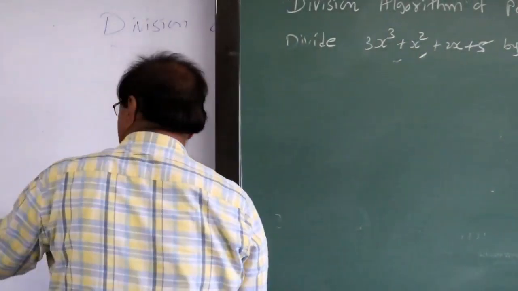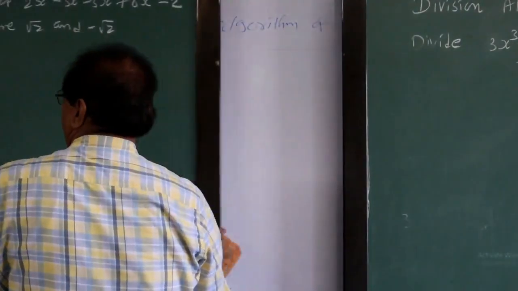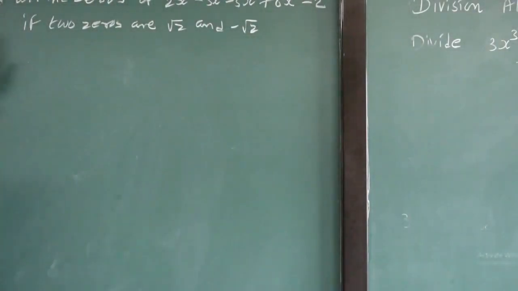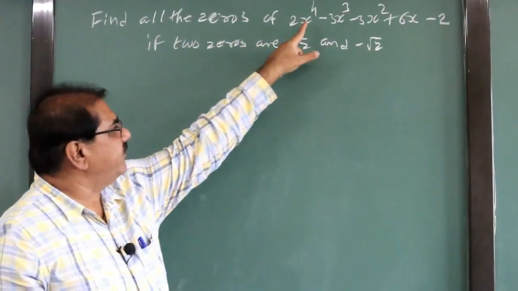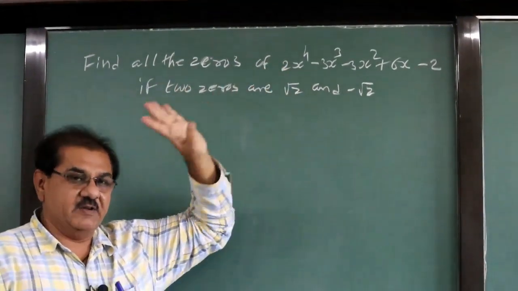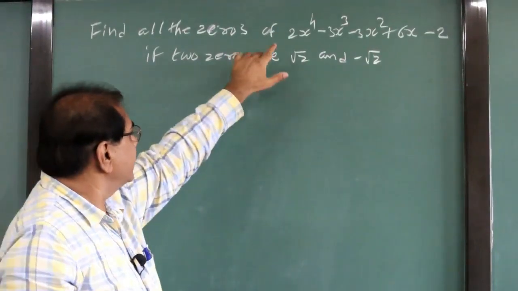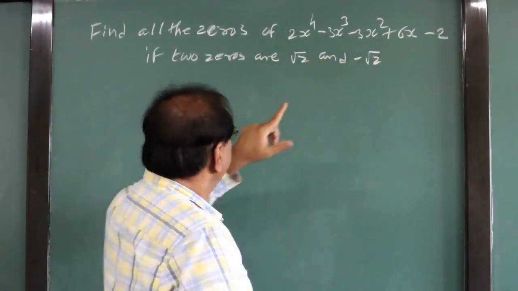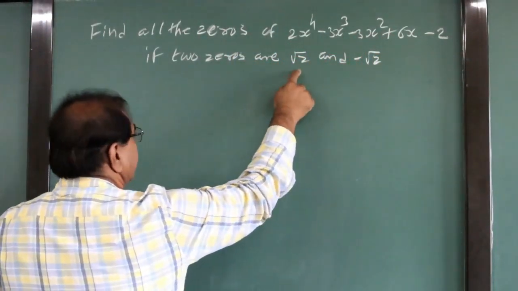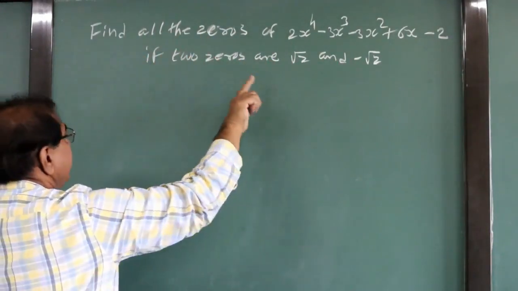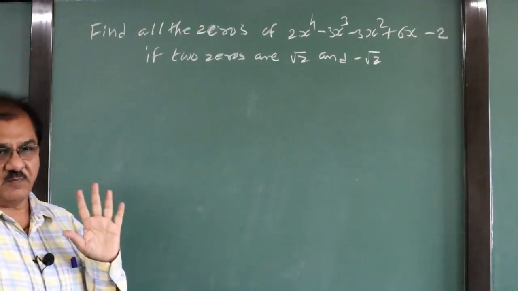Using this, we take one more polynomial, one more question. Here see, a degree 4 polynomial is given. Degree 4 means at the most there are 4 zeros. So in this degree 4 polynomial, you are given 2 zeros, the first zero and second zero. You have to find the remaining 2 zeros.